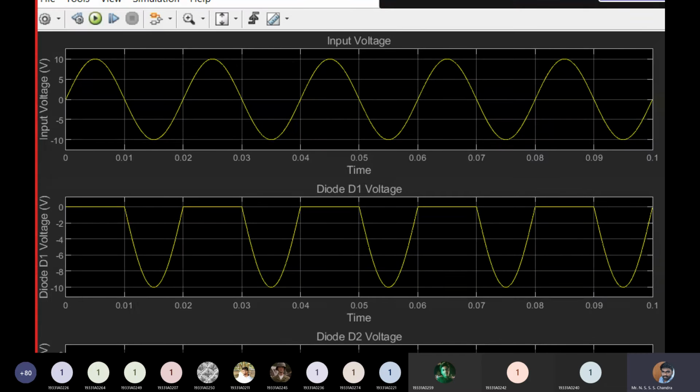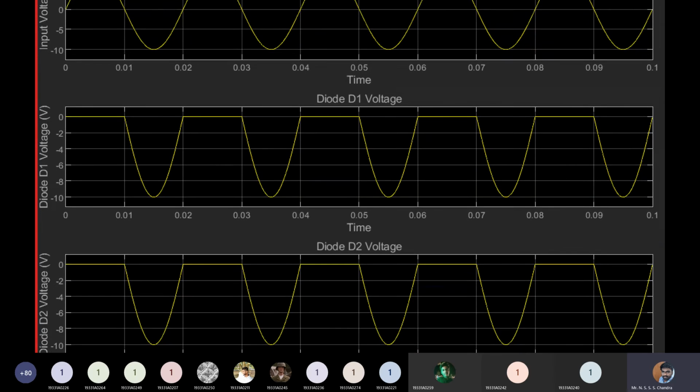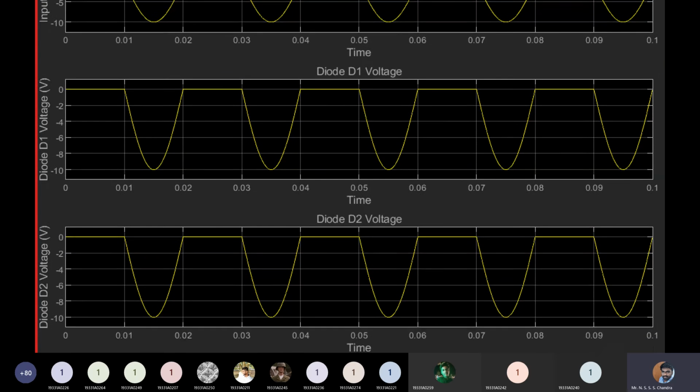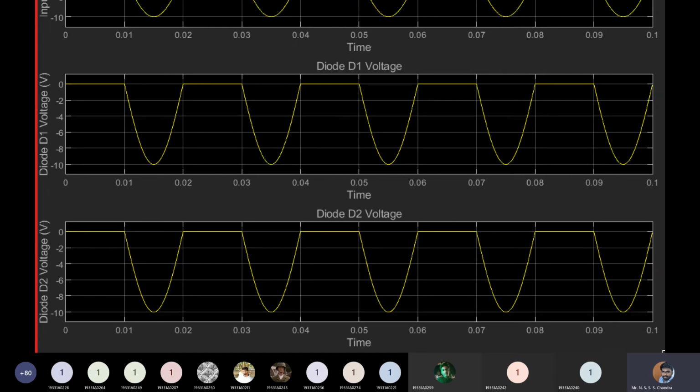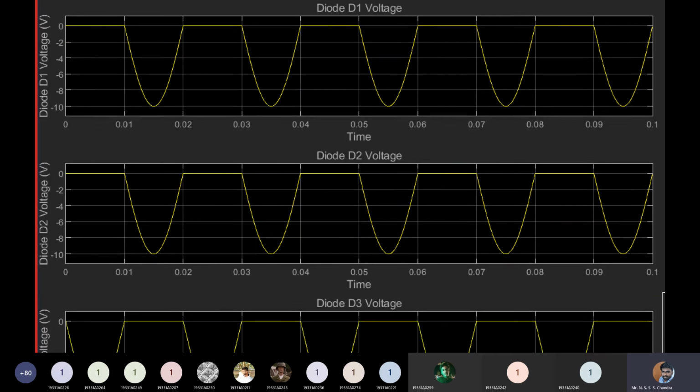Okay. So let us consider what is happening to the diode D2. You can see that diodes D1 and D2 are exactly the same. They are identical because they are turning on at the same time, they are turning off at the same time, and even the voltages are the same. Here also, for diode D2, the peak inverse voltage is 10 volts only. Okay. Now consider the diode D3.